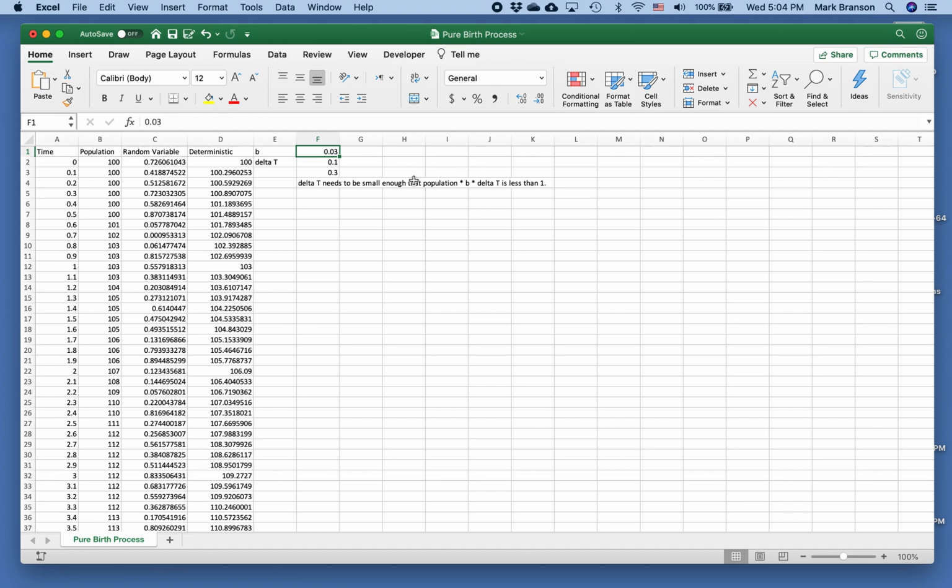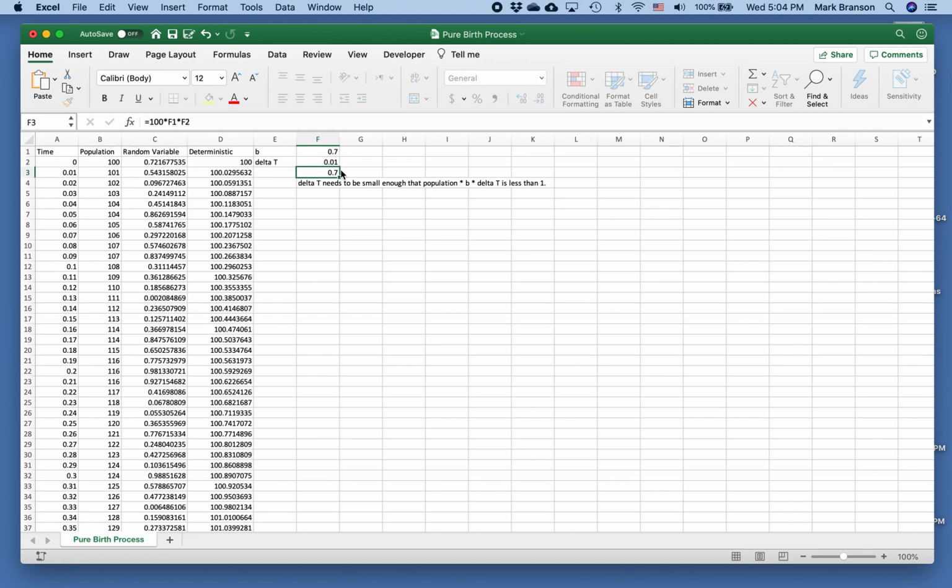If we make this larger, though, say we take B up to 0.7, then B times delta T becomes 7, a probability of 7 of having a birth each time, which is greater than 1. And so what you see is that we just get a birth every single time, and so we've overwhelmed our system. So if you want a birth rate of 0.7, you need to reduce delta T small enough so that B times the population times delta T stays less than 1. And in fact, it needs to stay that way.